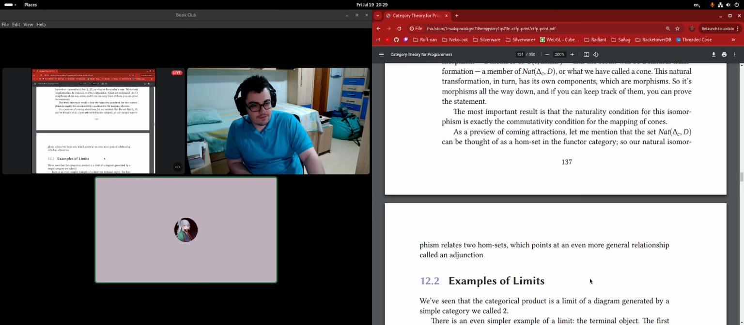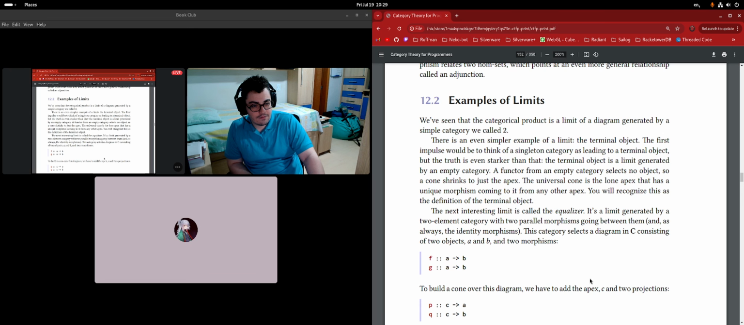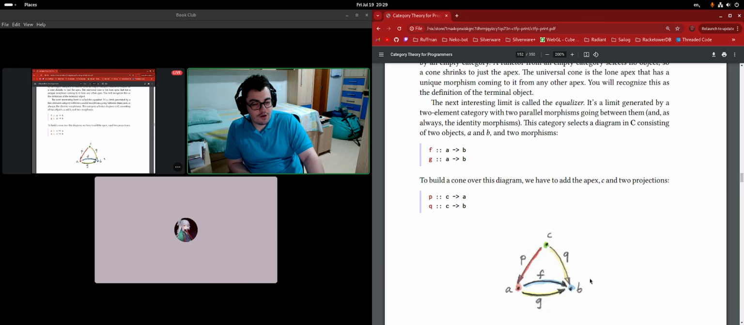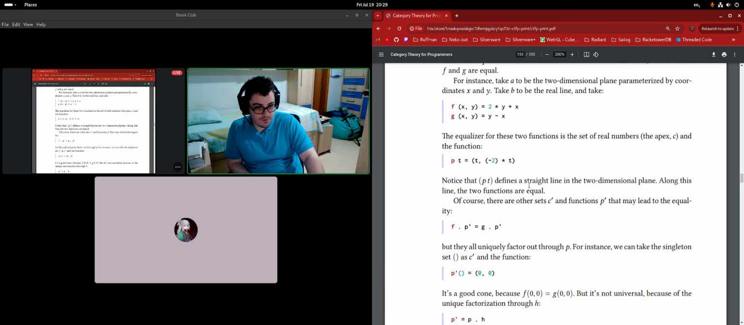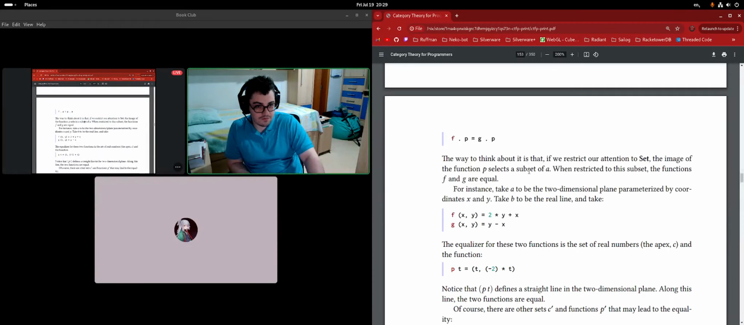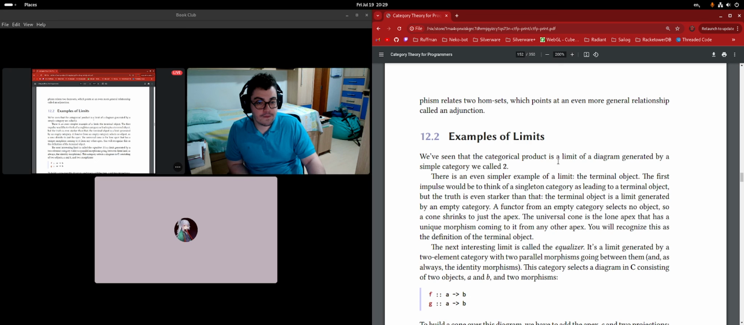And then there are more examples of limits, none of which are obvious, by the way. I found these two pretty interesting. But let's go through them.